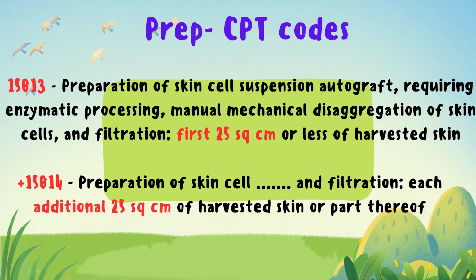Let's move on to the code sets for preparation. We have got two codes here as well. 15013 says preparation of skin cell suspension autograft requiring enzymatic processing, manual mechanical disaggregation of skin cells, and filtration, first 25 square centimeter or less of harvested skin. And then we also have this add-on code, which is 15014, which you can report when there is an additional 25 square centimeter of the harvested skin.